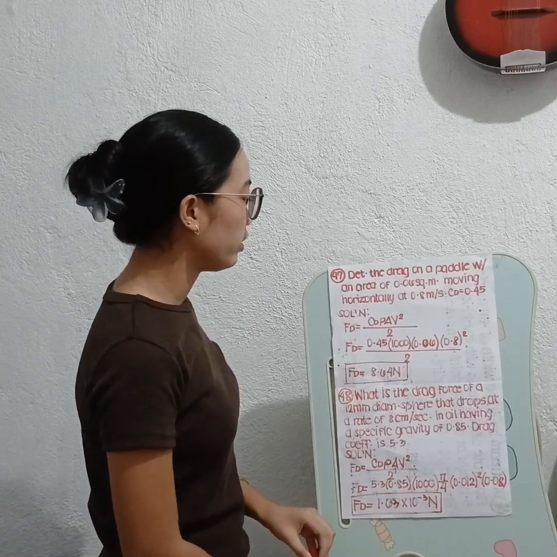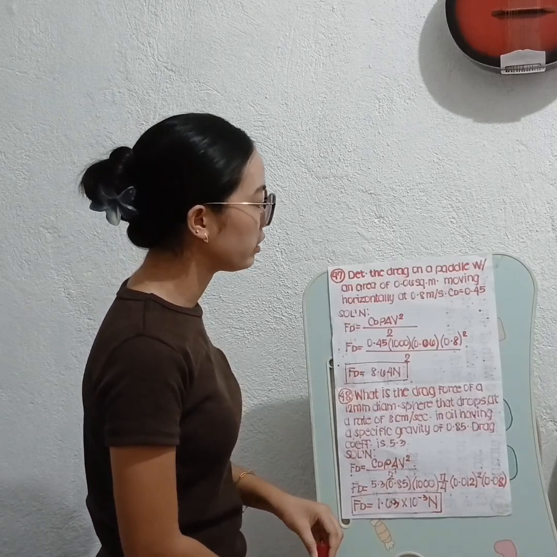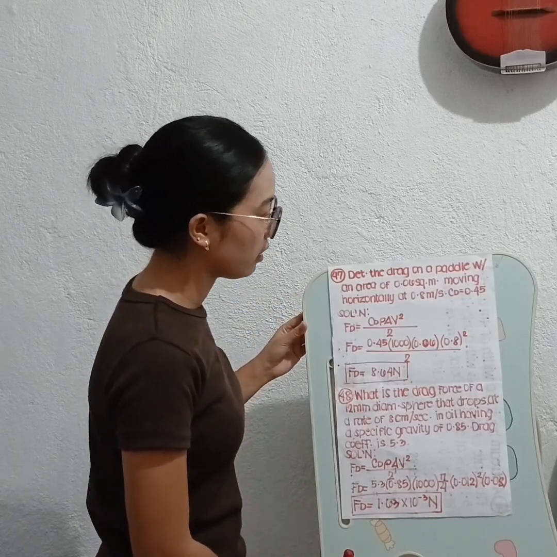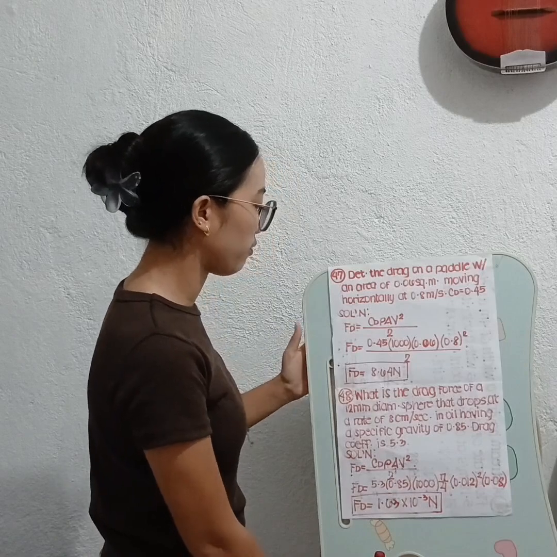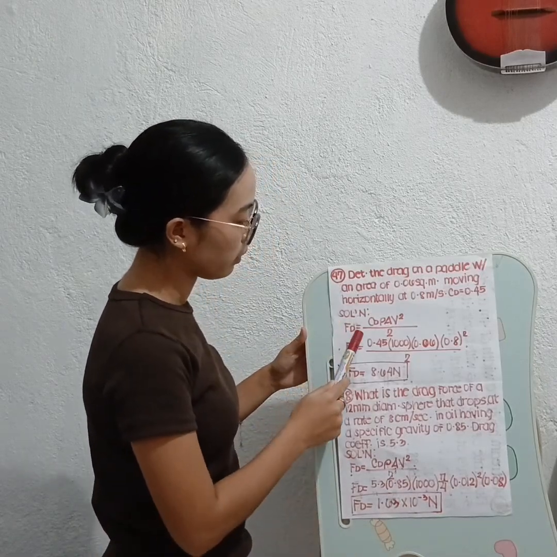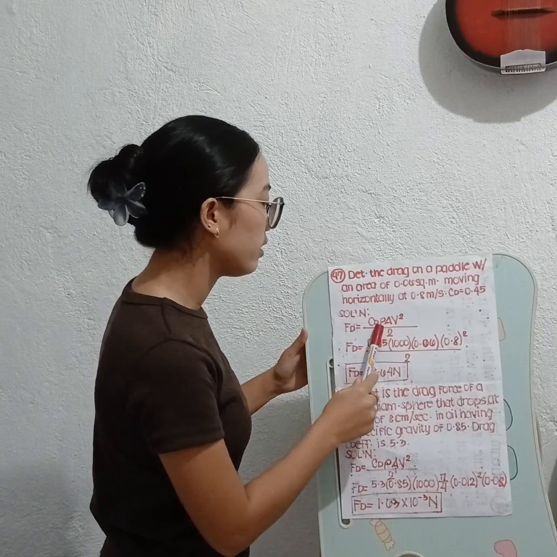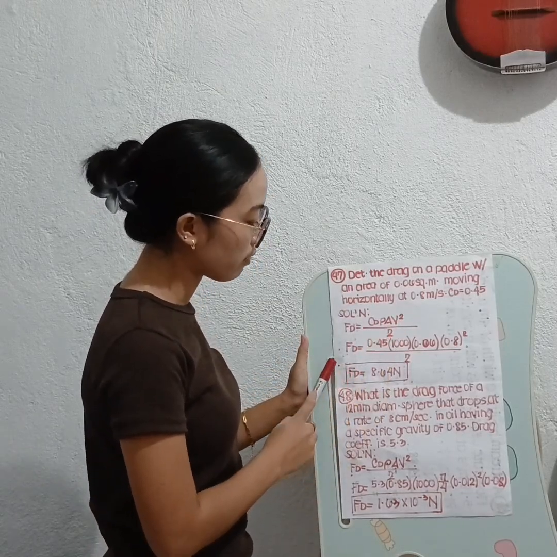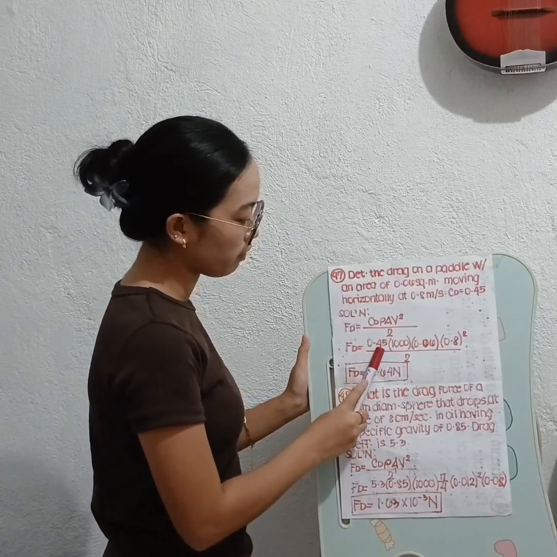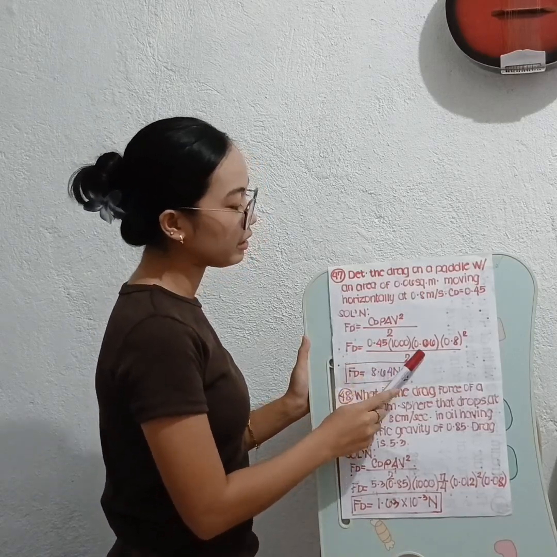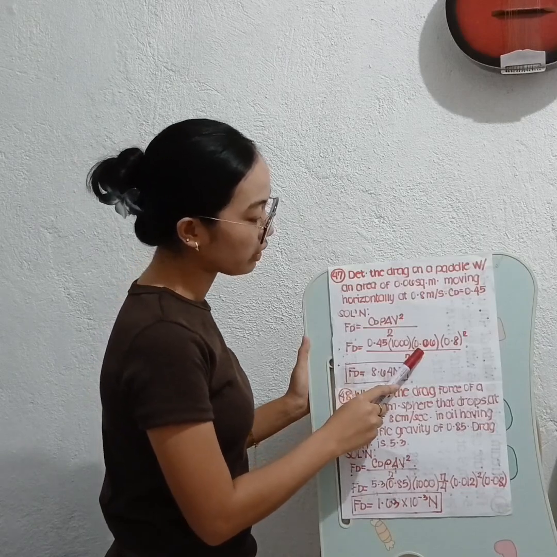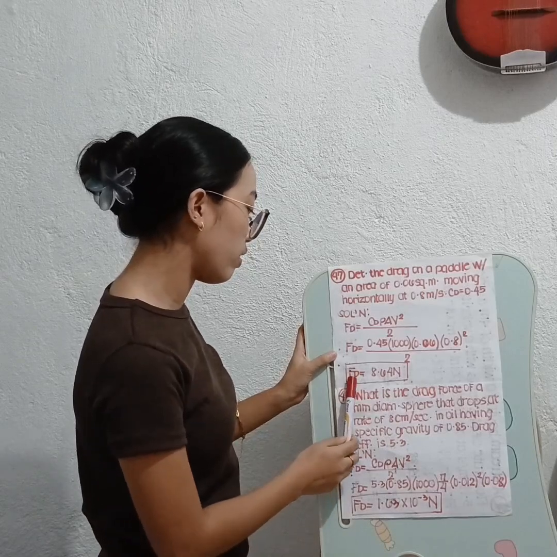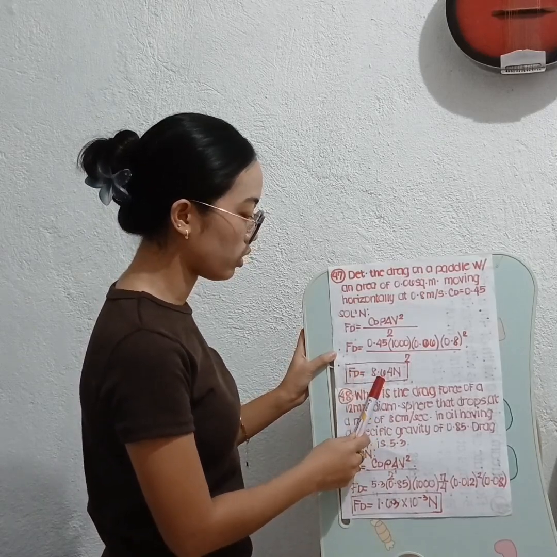Determine the drag on a paddle with an area of 0.06 square meter moving horizontally at 0.8 meter per second. So our CD is equals to 0.45. We use the formula of FD is equals to CD times the density times area times the velocity squared over 2. Then substitute the given. We have FD is equals to 0.5 times 1000 times 0.06 times 0.8 squared over 2 to get the value of FD is equals to 8.64 Newton.